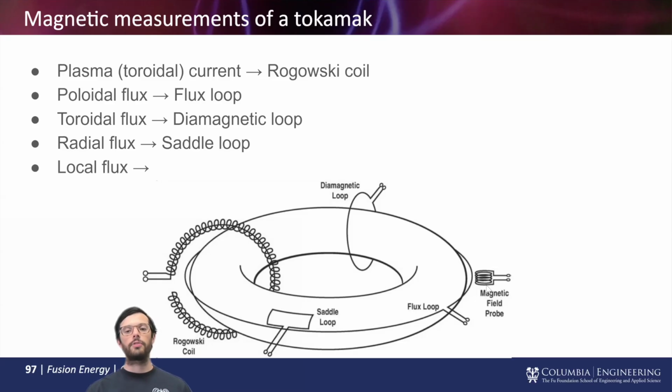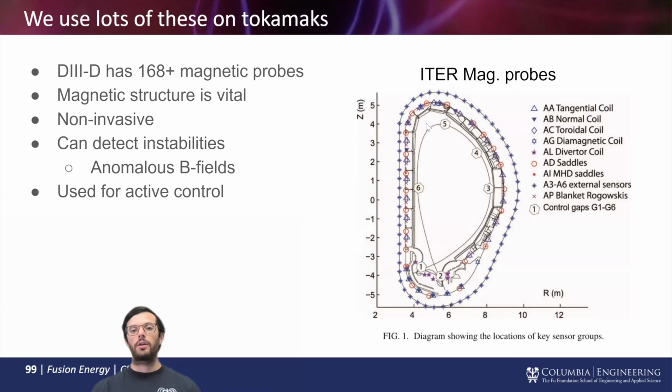And then finally, local flux. This is kind of a broad one, but you can put these magnetic field probes anywhere. And it turns out they are kind of everywhere around the tokamak. And you can measure the field here, which is produced by the plasma usually, and how that is changing over the course of a plasma. As I mentioned, they're everywhere. All of these little dots.